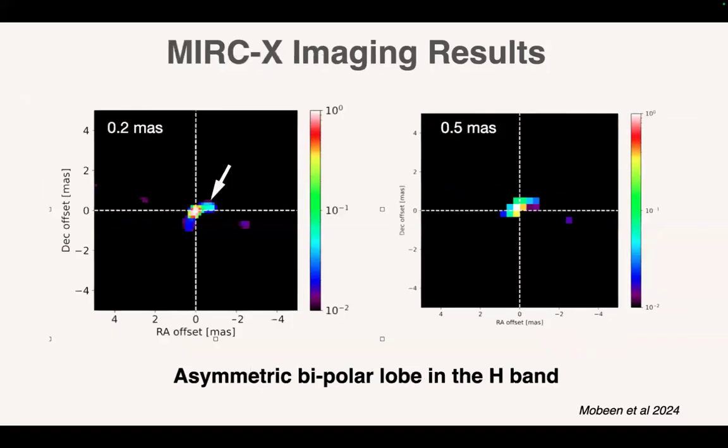And here are the imaging results using the MIRC-X instrument on CHARA. The CHARA data are in the H band. I know I'm throwing out a lot of letters. The H band goes from about 1.6 to 1.9 micrometers. And once again, the image on the left has a pixel size of 0.2 milliarcseconds, and on the right 0.5 milliarcseconds.